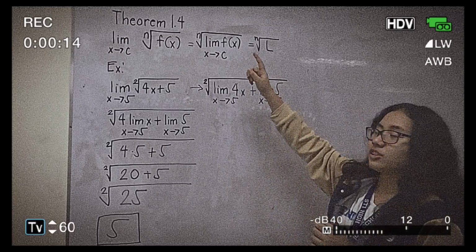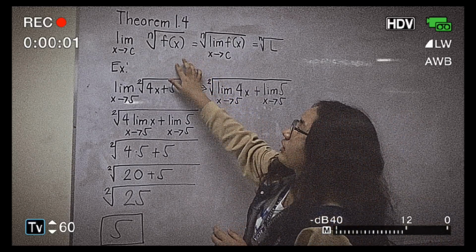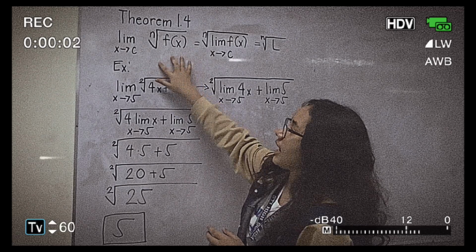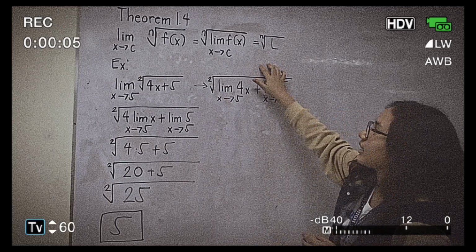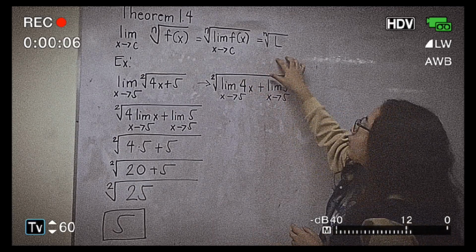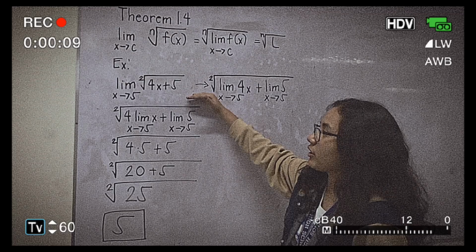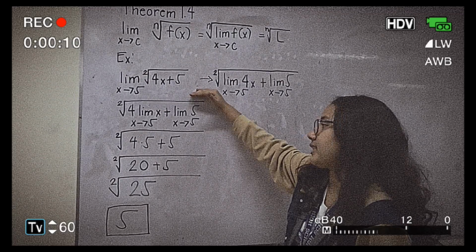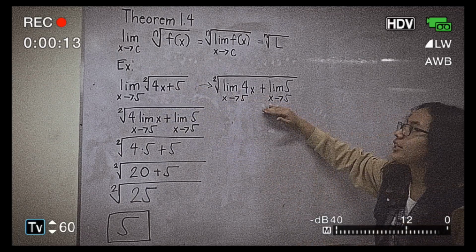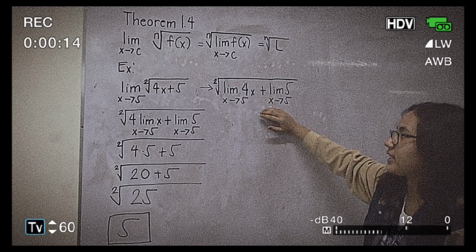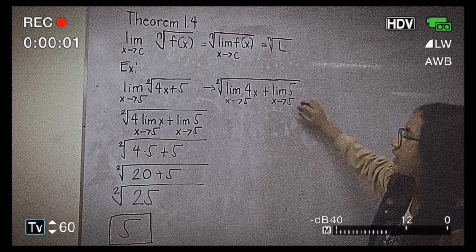Now let us proceed to Theorem 1.4, which states that the limit of the nth root of f of x as x approaches c equals the nth root of limit f of x as x approaches c. We have an example. Limit square root of 4x plus 5 as x approaches 5. Separate the terms. It will become this: square root of limit 4x as x approaches 5 plus limit 5 as x approaches 5.